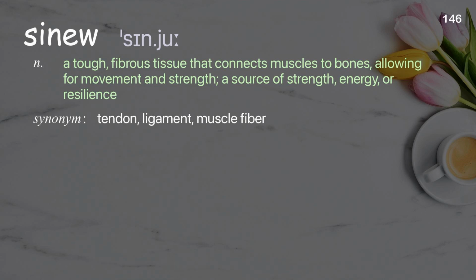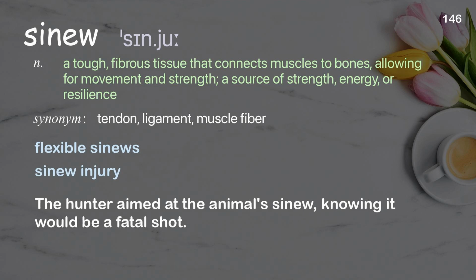Sinew. A tough, fibrous tissue that connects muscles to bones, allowing for movement and strength; a source of strength, energy, or resilience. Examples: Flexible sinews. Sinew injury. The hunter aimed at the animal's sinew, knowing it would be a fatal shot.